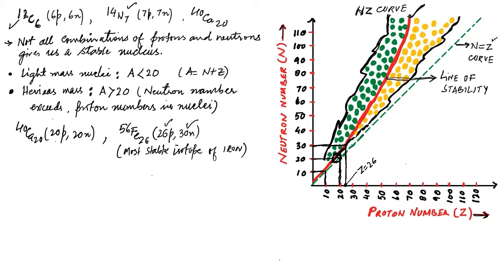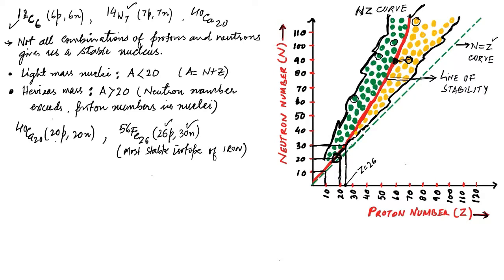As you can see, this is very much evident from the shape of the NZ curve, which we know at the line of stability. Around the line of stability, we have more nucleons. These are more numerous near the line of stability. So if you choose this nucleon, it will be less stable as compared to the isotope of this particular nucleon which is existing on the line of stability.